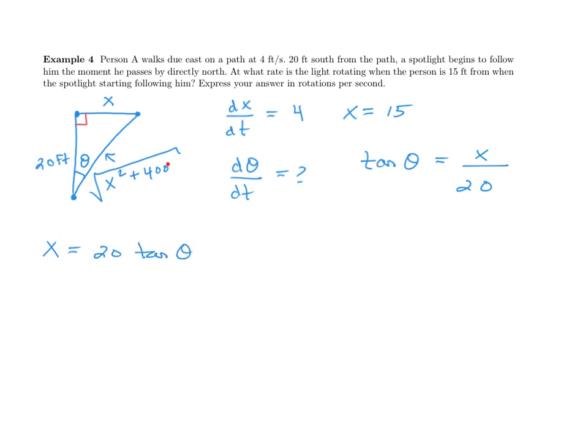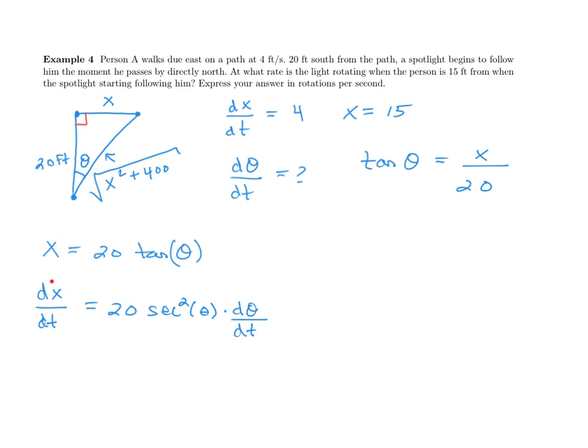We know dx/dt, that's the derivative of this. If you want to know dθ/dt, you'll get that by taking the derivative of this side. Let's differentiate with respect to t on both sides of this equation. dx/dt is equal to 20. The derivative of tangent is secant squared of our angle. Maybe just for emphasis, I'll put that in parentheses. And by the chain rule, I have to multiply by the derivative of the inside, which is theta, with respect to time.